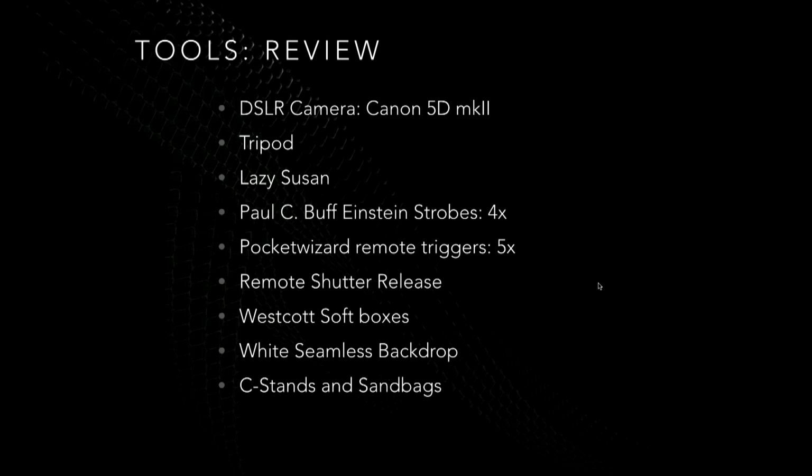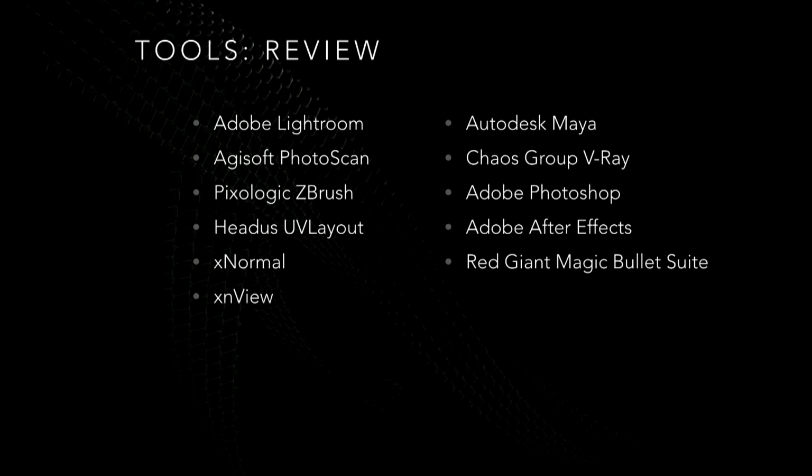These are the tools. So camera, tripod, Lazy Susan, Amazon, Paul C. Buff, Einstein strobes. You have to order that stuff from Paul C. Buff. Pocket Wizards are B&H Photo. Westcott softboxes, B&H Photo, seamless backdrop, Savage, which is right there. C-stands, B&H Photo, or Sammy's.